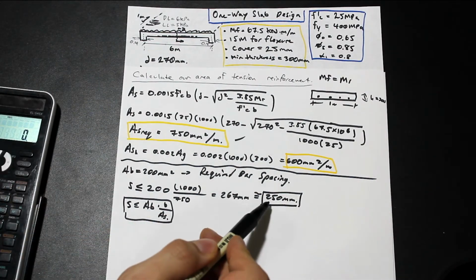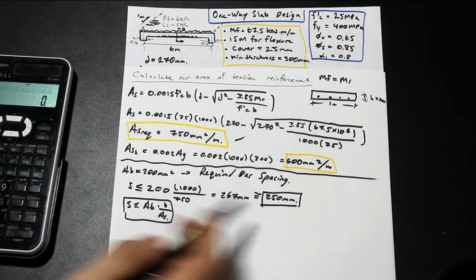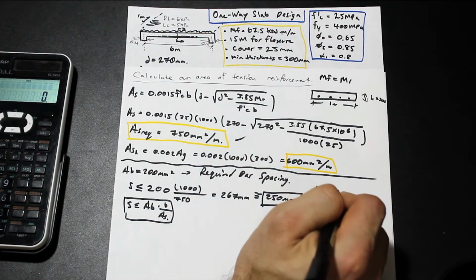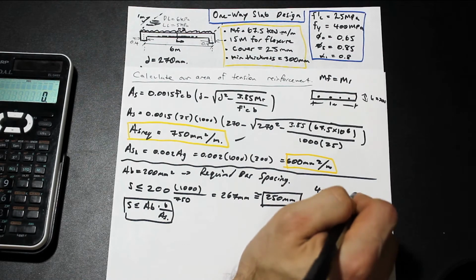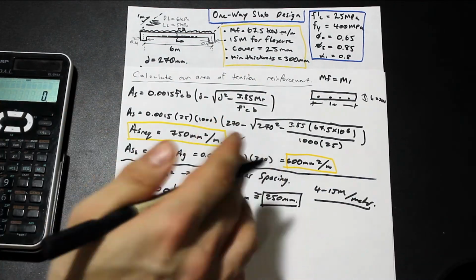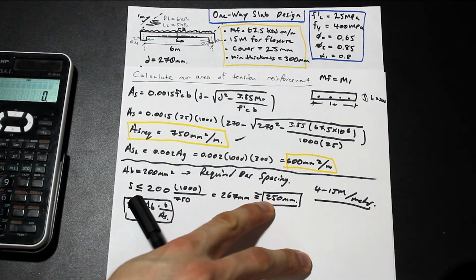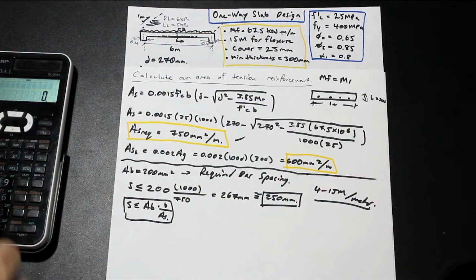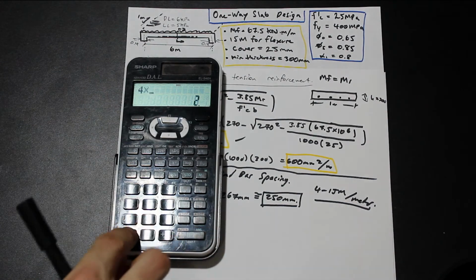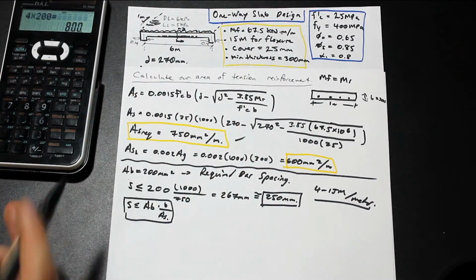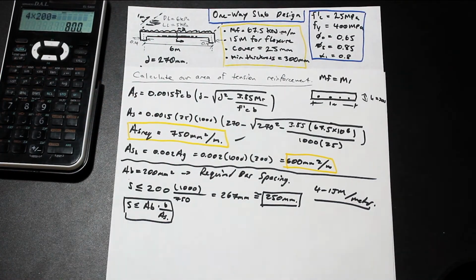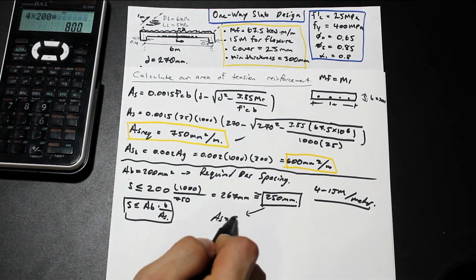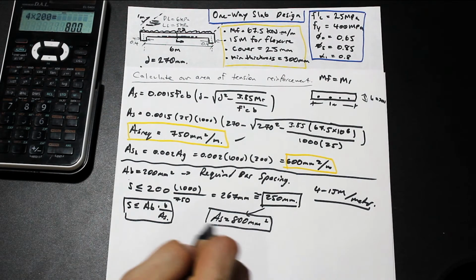So now that we have a spacing at 250, and we're doing a 1 meter strip, that means that we're going to place 4 15M bars per meter. So let's go ahead and recalculate the amount of steel. We have 250 millimeter spacing per 1 meter strip: 1, 2, 3, 4. So we have 4 bars, each one is 200 millimeters squared, because we can fit 4 bars in a meter if we do them at 250. So now our area of steel is 800 millimeters squared, and that's per meter.